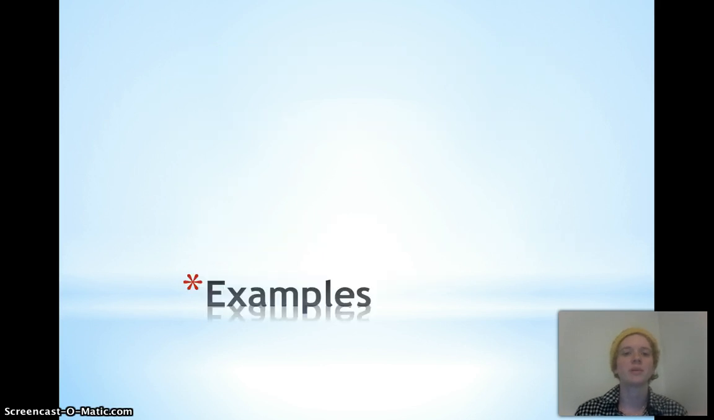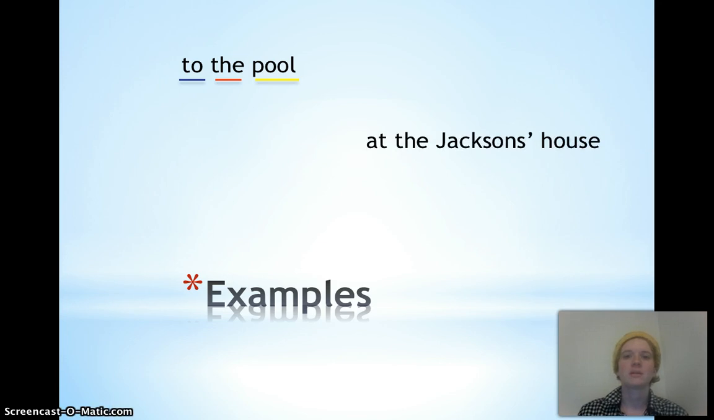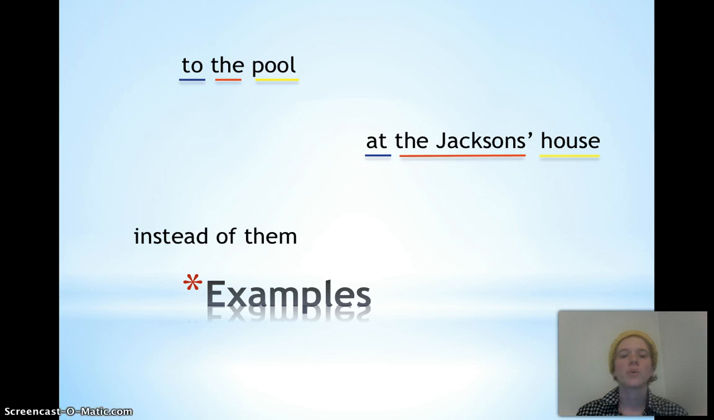Okay, let's look at some examples. To the pool. The preposition is to, the object is pool, and the modifier is the. At the Jackson's house. The preposition is at, the object of the preposition is house, and the modifier in this prepositional phrase is the Jacksons. It's telling us more about the house. And then our last quickie example, instead of them, the preposition is instead of, and the object is them. No modifiers in that one.